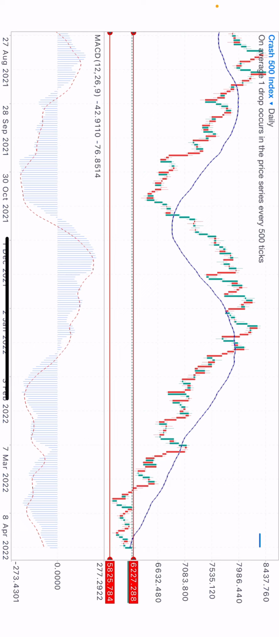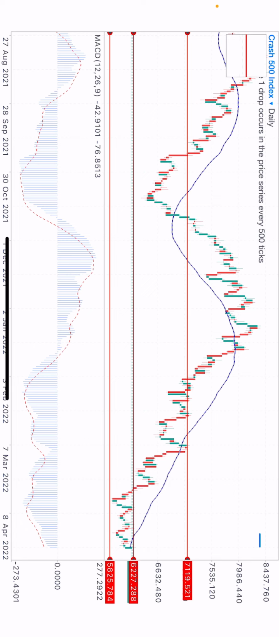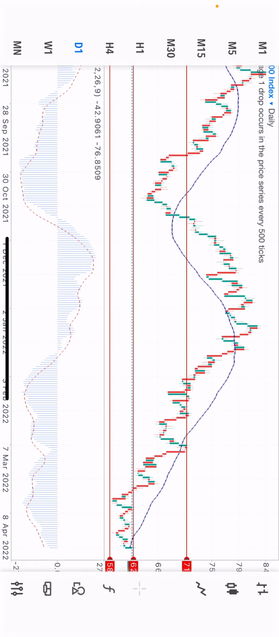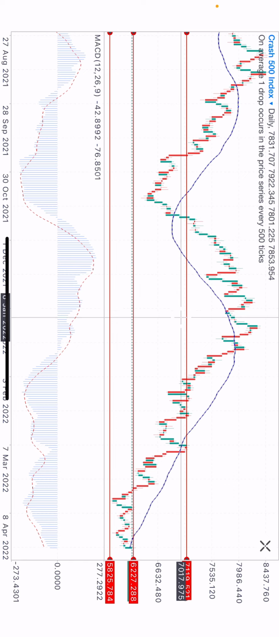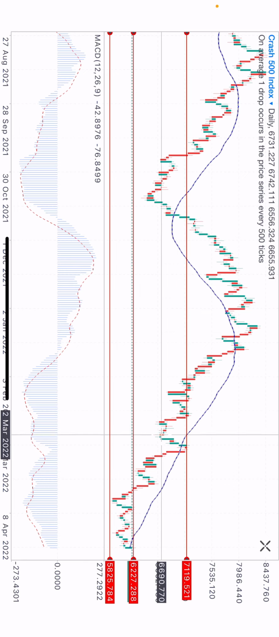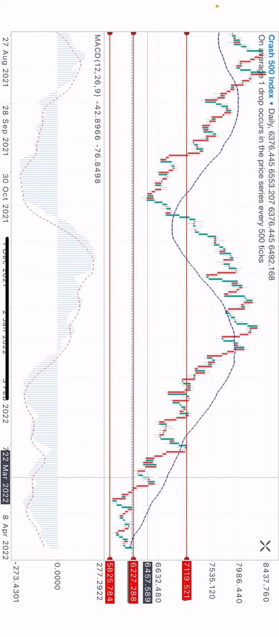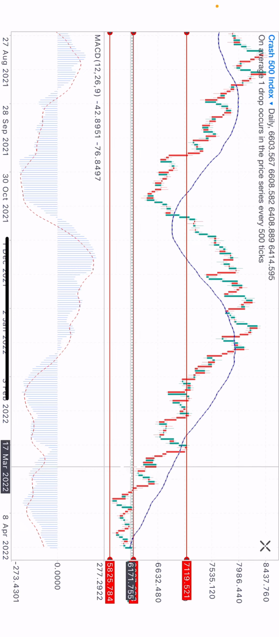You set up a resistance level. This is a resistance level, guys, that I just marked out right now. Why? Look at it. It has held the market. The market tried to break through but could not. It came down for a downtrend. This is a support level.